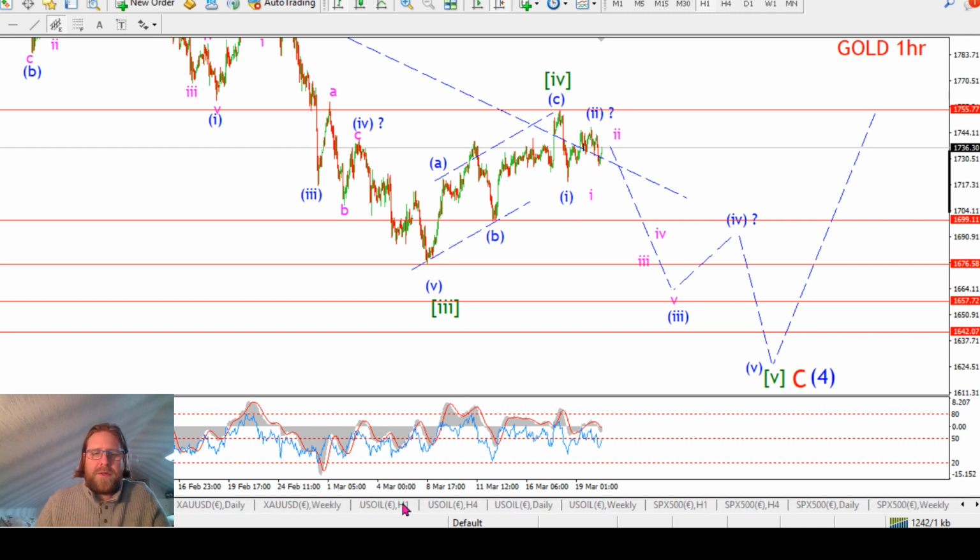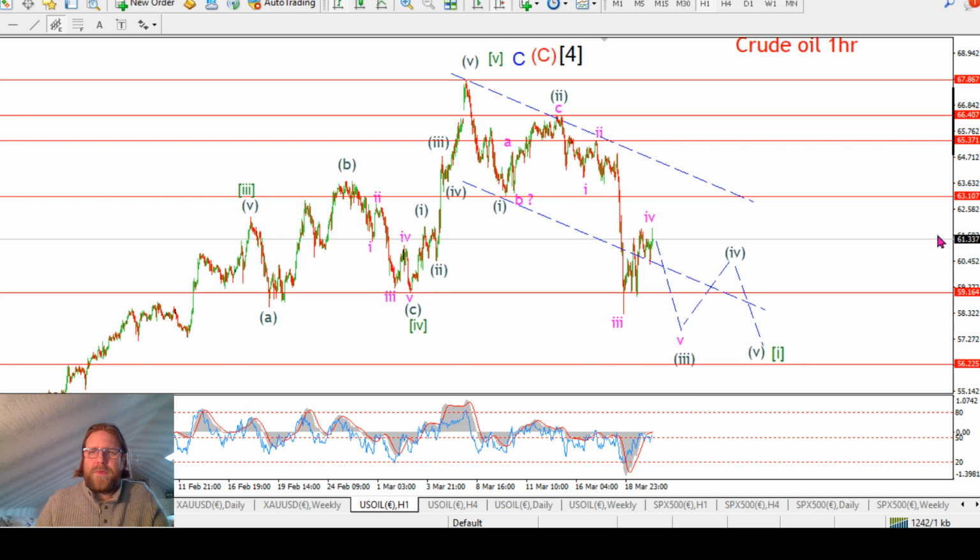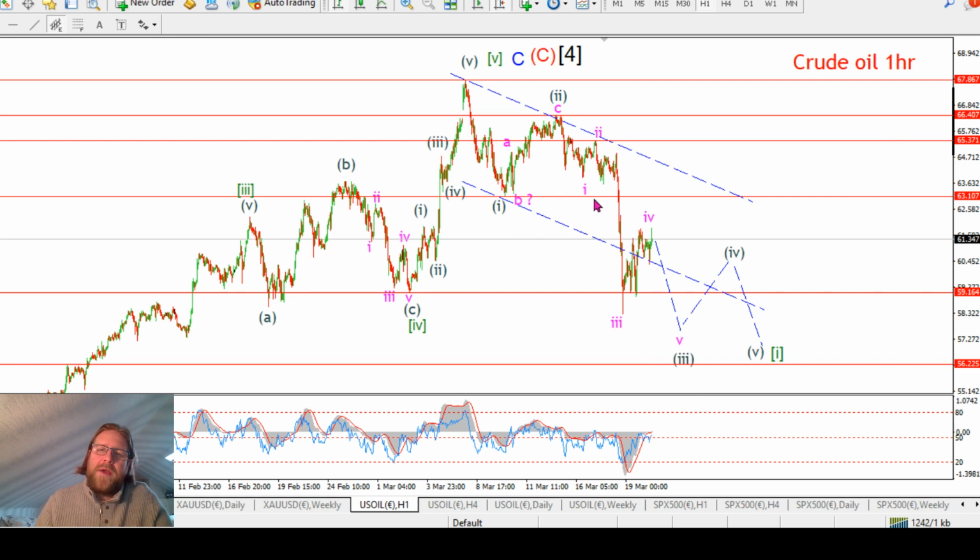Here's crude oil, and we had a nice acceleration lower last week. So a possible 1, 2, and an acceleration into a 3rd wave. It's hard to know whether this 3rd wave is complete at that real spike low we had last week, because we broke the previous 4th wave low. So that was back below 59 again.